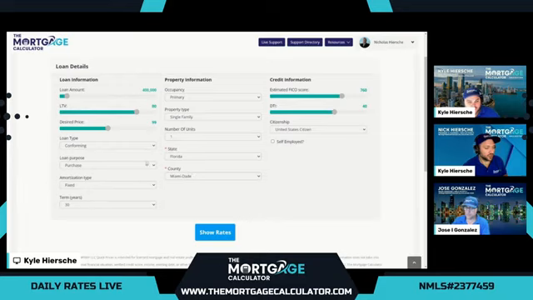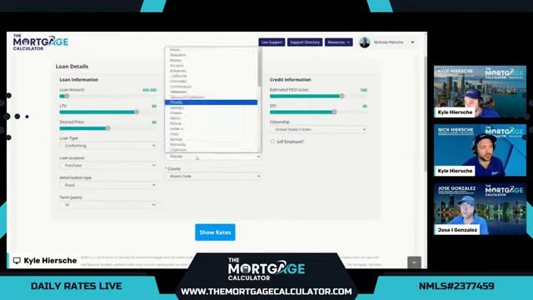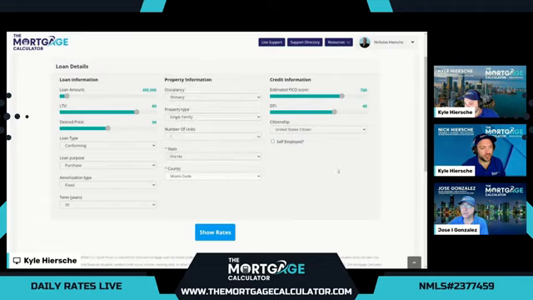So we'll start with conforming conventional. We'll do a purchase, 30-year fixed loan, primary occupancy, single-family home, 1 unit, state of Florida, county of Miami-Dade. And for all the demos, we use an estimated FICO of 760 and an estimated debt-to-income ratio of 40%. So with these basic settings, let's check the rates today.